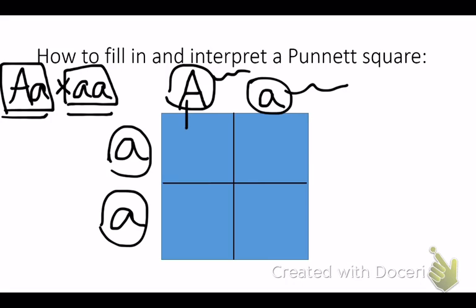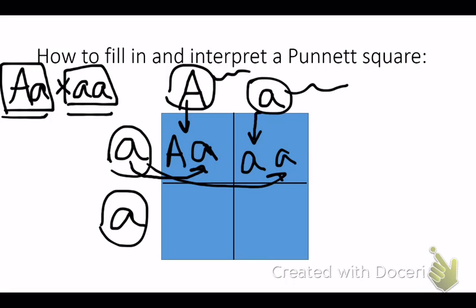So this capital A here would end up in the first box, and this lowercase a would end up in the second box. Let's try the next top box here. So the sperm's A and the egg's A end up in that box there. See if you can figure out the rest before me.